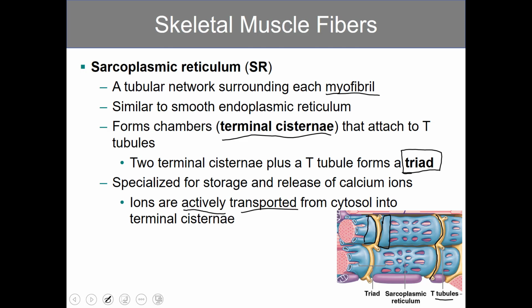So you physically have pumps that are active, so they require some ATP. We're going to convert ATP to ADP. And as that energy is utilized, calcium ions are then pumped into the sarcoplasmic reticulum. And that's where it's stored and that's where it's released to initiate muscle contraction.